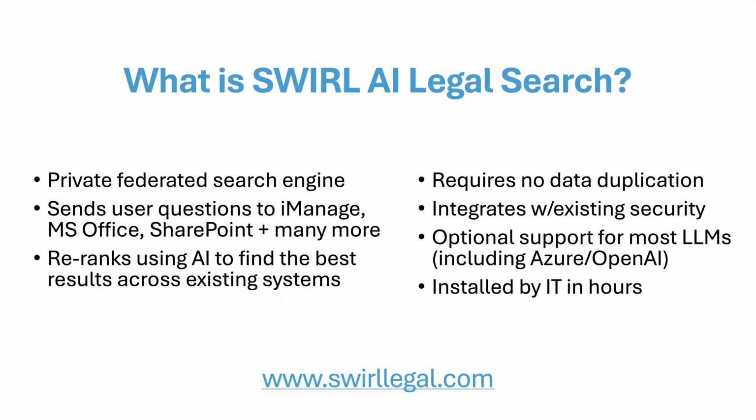As a reminder, SWIRL is a private search engine for law firms. It federates user questions to existing systems like iManage and Microsoft Office, then re-ranks using AI to find the very best results and save you a ton of time. SWIRL requires no curation, ingestion, or data duplication and uses existing security to ensure users see only what they're authorized to see. Firms that want to use an LLM, as we just demonstrated, can integrate SWIRL with virtually all of them, avoiding vendor lock-in and surprising per-token charges.